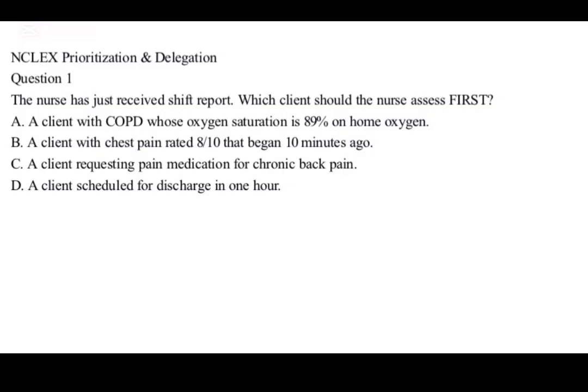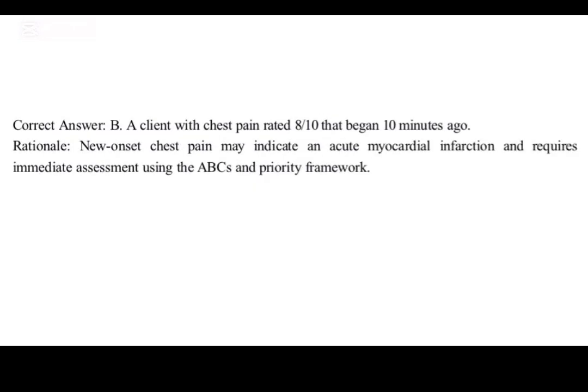A. A client with COPD whose oxygen saturation is 89% on home oxygen. B. A client with chest pain rated 8 out of 10 that began 10 minutes ago. C. A client requesting pain medication for chronic back pain. D. A client scheduled for discharge in 1 hour. Correct answer, B. A client with chest pain rated 8 out of 10 that began 10 minutes ago. Rationale. New-onset chest pain may indicate an acute myocardial infarction and requires immediate assessment using the ABCs and priority framework.